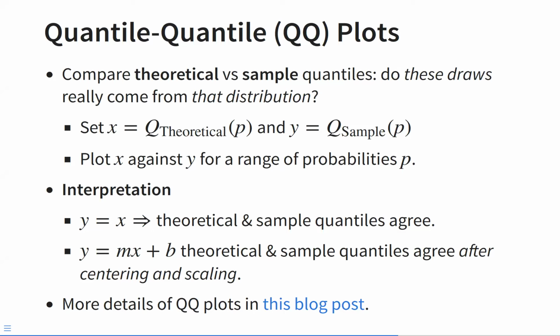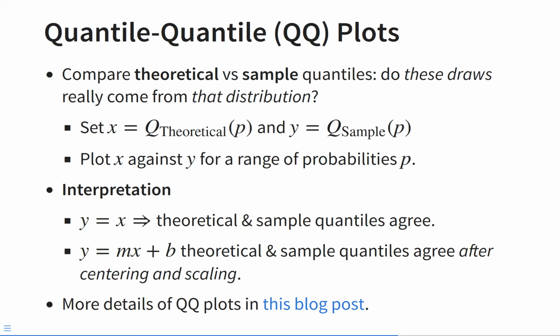So here's how it works. We're going to define the x-coordinate in our plot to be the quantile function from some theoretical distribution. So that might be, say, the normal quantile function, evaluated at some probability p. Then we're going to set the y-coordinate of our plot to be the sample quantile of the same probability p. So by choosing a p-value and plugging it into each of those two quantile values, we're going to get x and y coordinates that we can display in a plot.